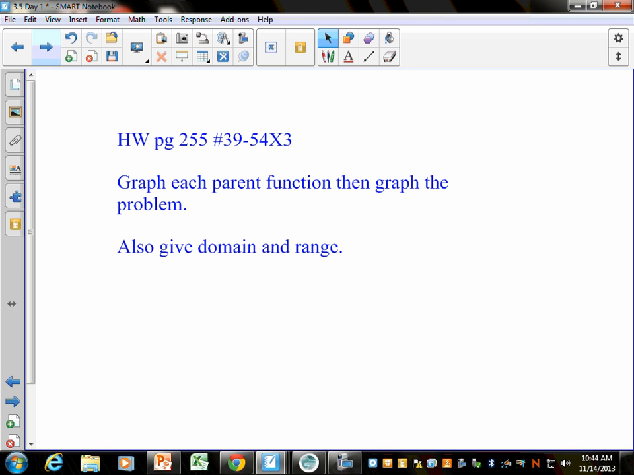The directions in the book say all this stuff. Like start with the graph of the basic function and show all stages. You don't have to do that. But I do want you to graph the original function. So if it's x squared, you graph just x squared, and then graph the transformation. And I do want you to give domain and range on each one of these problems. No, just the domain of the new graph. I mean, you can give whatever you want, but I just want the domain of the new graph.